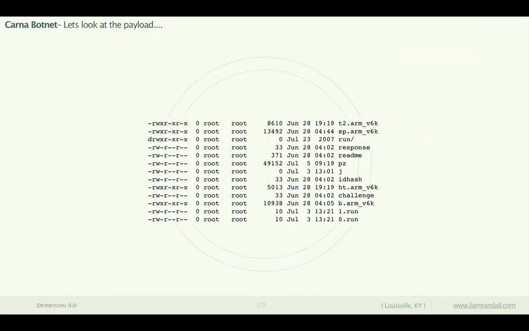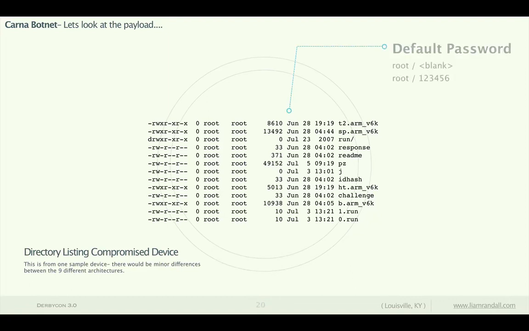So let's take a look at the payload itself. This is a directory listing of a compromised device. Now this is just a sample. We believe that there were multiple revisions, and there would obviously be some minor differences between the 9 unique architectures that they targeted. For the device that this was captured off of, the default password for this family of cameras is either root and blank or root and 123456.